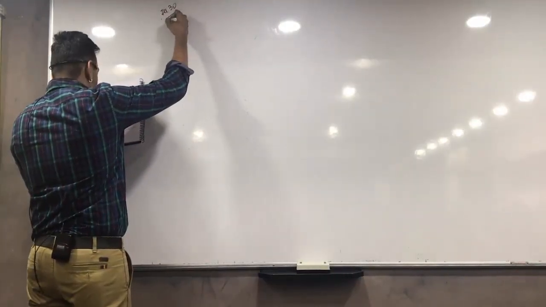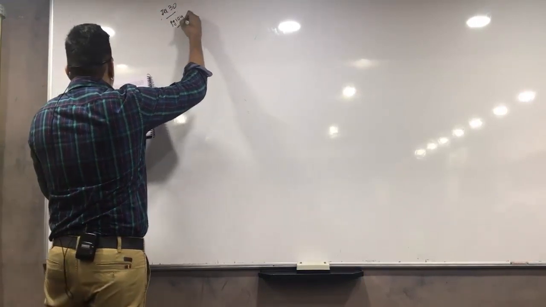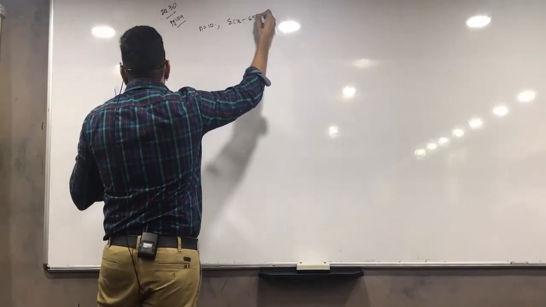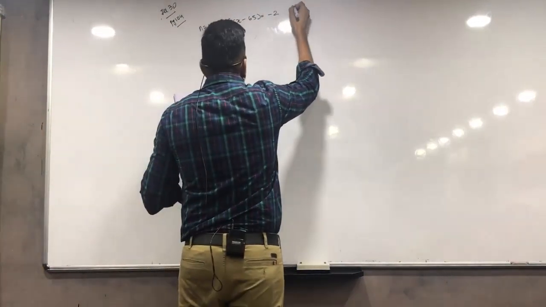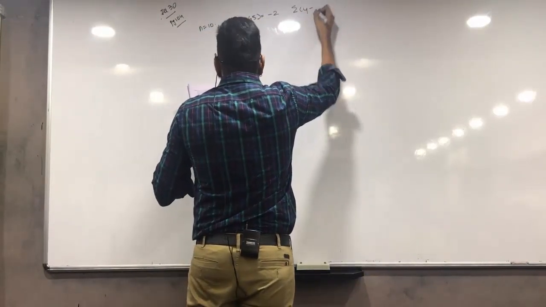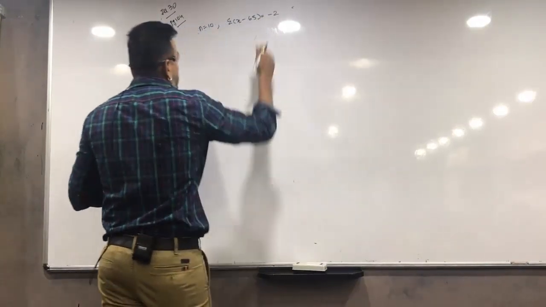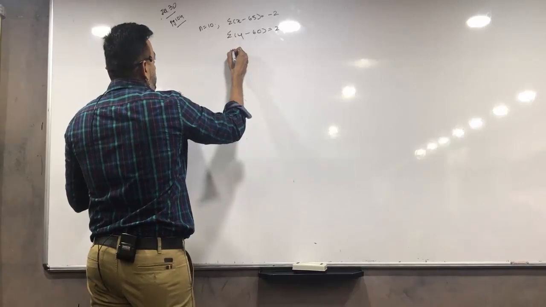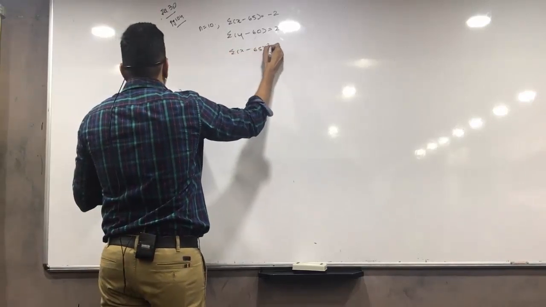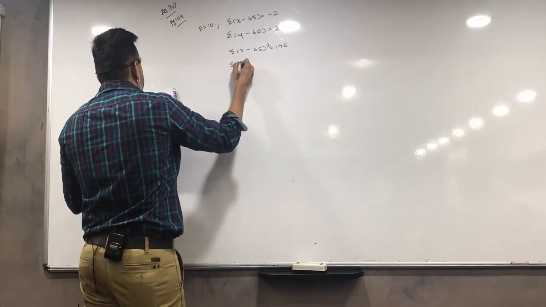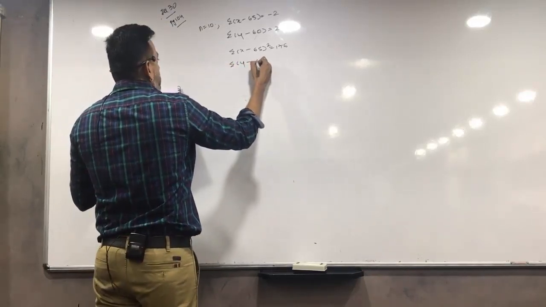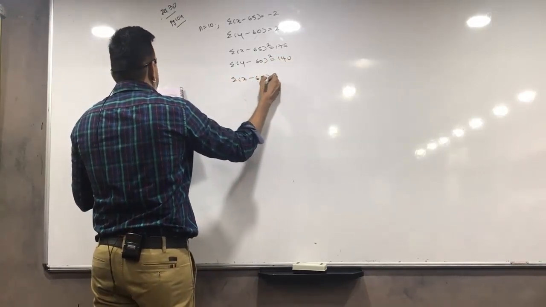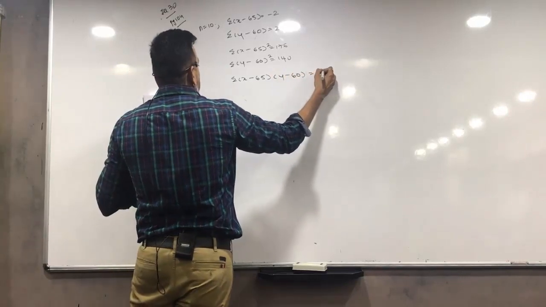Illustration 30, important for exam. Page 104. N is equal to 10. Sigma (X minus 65) is equal to minus 2. Sigma (Y minus 60) is equal to plus 2. Sigma (X minus 65) the whole square is equal to 176. Sigma (Y minus 60) the whole square is equal to 140. Sigma (X minus 65)(Y minus 60) is equal to 141.